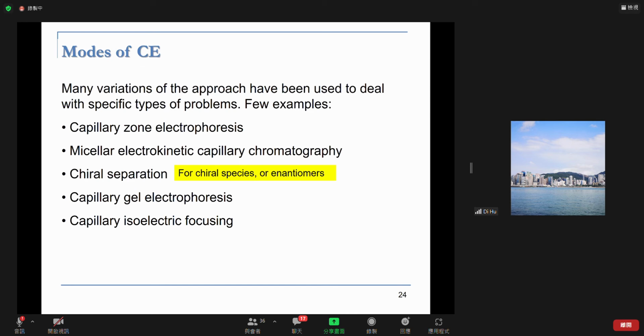That's why capillary electrophoresis is often used for research purposes, and it's why we put it as the last topic, because in commercial lab applications, the use of CE is much rarer than normal HPLC, GC or IC, right? There are many variations of approach that have been used to deal with specific types of problems. So that's why we have different modes of capillary electrophoresis.